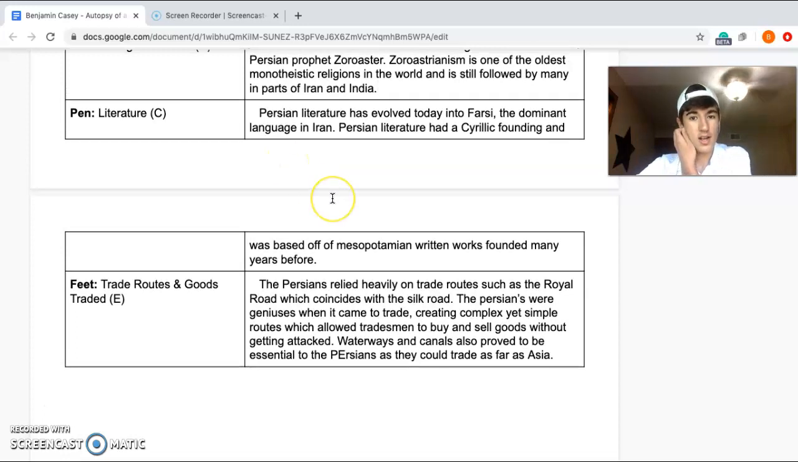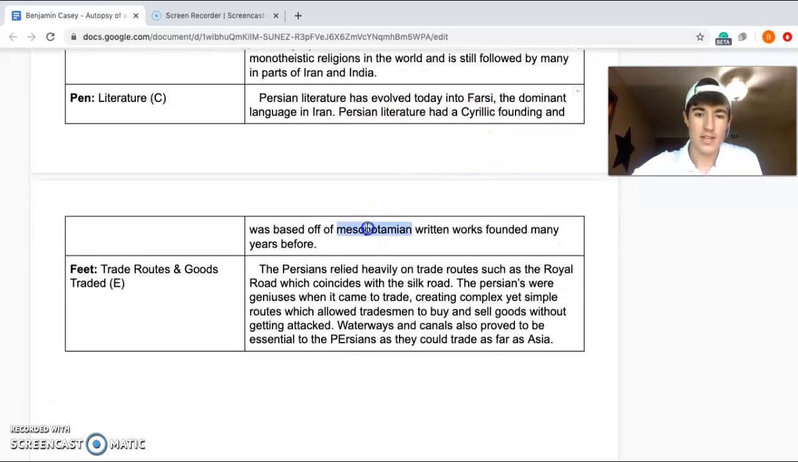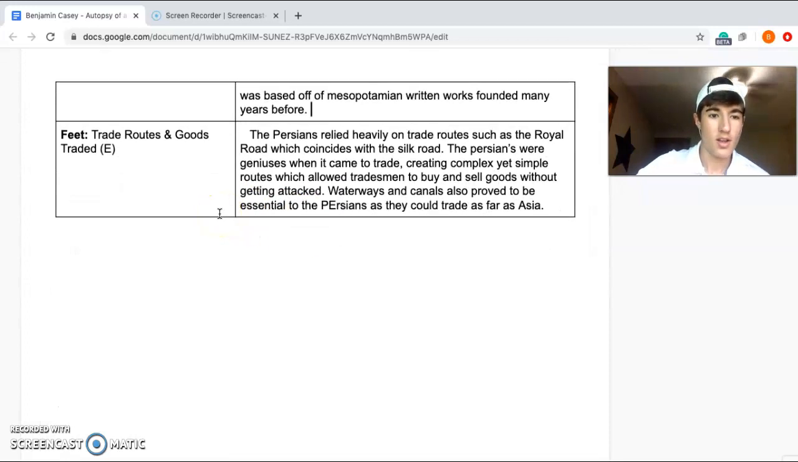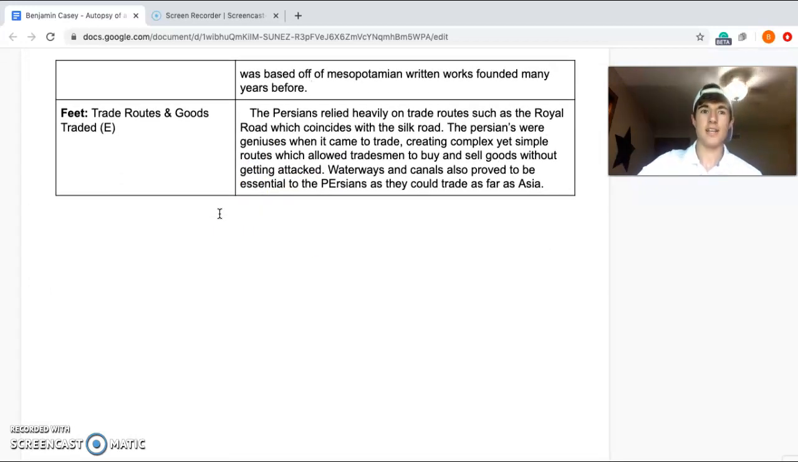Persian literature. Persian literature was again formed mainly off of Mesopotamian literature, with small tweaks here and there. And today it has formed into Farsi, which is the primary and most dominant language in Iran. And Persian literature had a Cyrillic founding and was based off, like I said, Mesopotamian written works founded many years before. So shout out to the Mesopotamians for creating a literature that still exists to this day. Modified, but still exists.